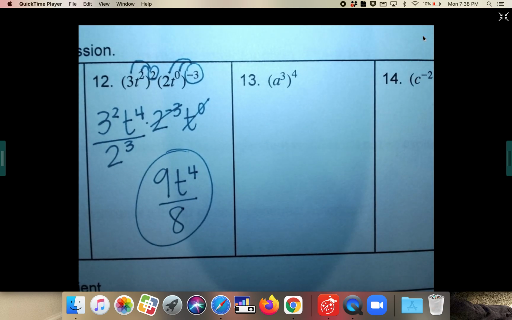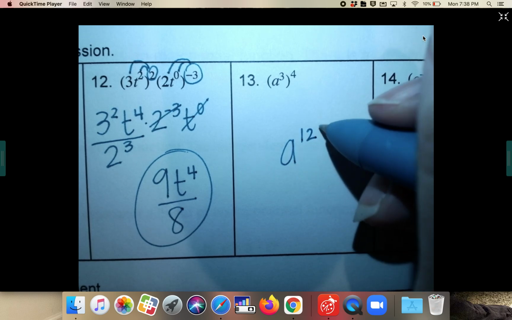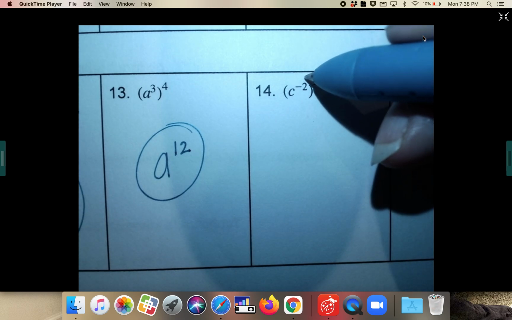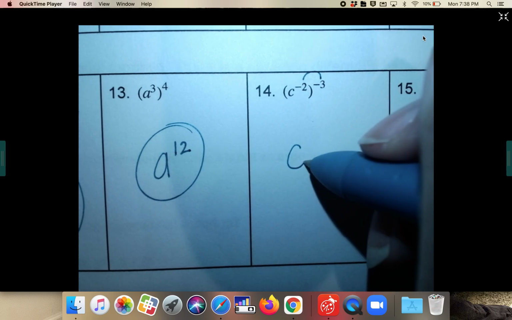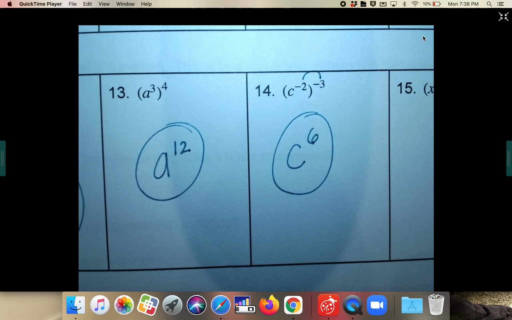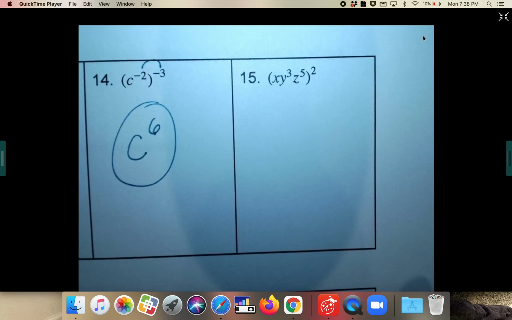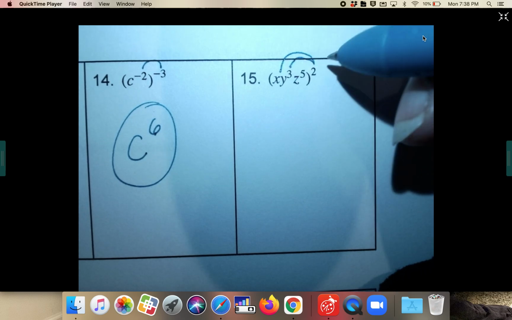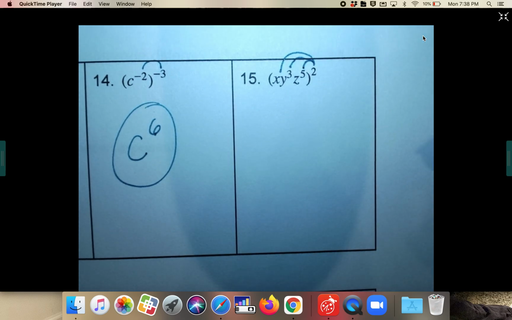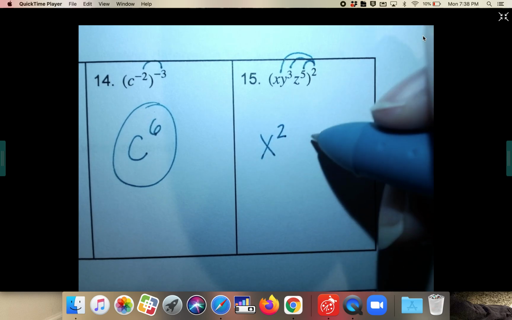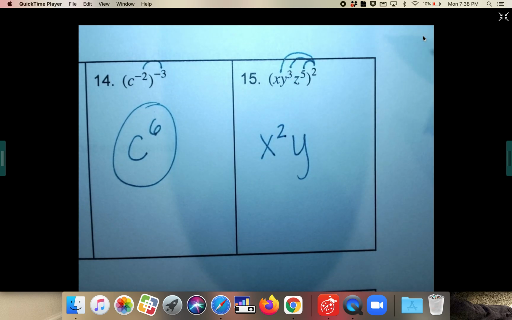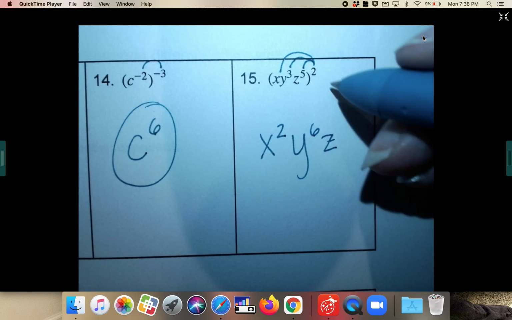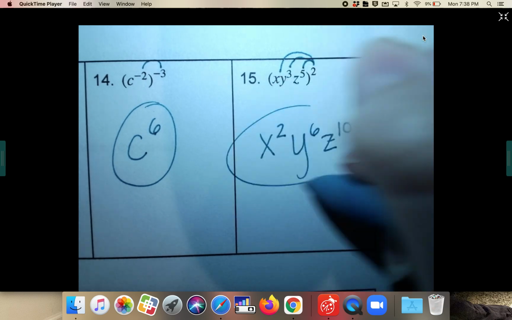Power to a power gets multiplied, a to the 12th. 14 also makes up for it. Negative 2 times negative 3 is positive 6. 15, the 2 goes to the x and to the y to the third and to the z to the fifth. So that'd be x squared, y to the 6th when you multiply, z to the 10th when you multiply.